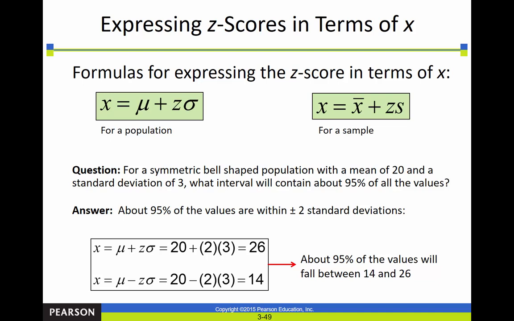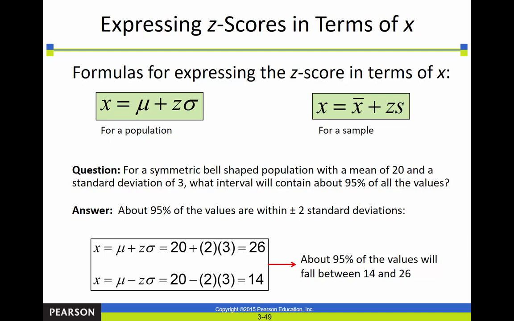So sometimes we would want to express the z-score in terms of x, and then all we would do is follow these formulas. Not too bad. So where we take the mean plus the z-score times the standard deviation.